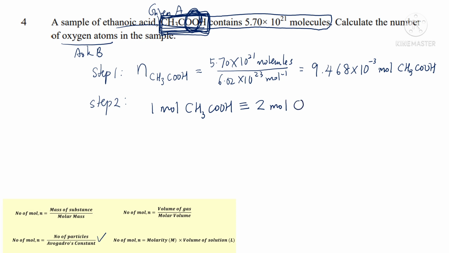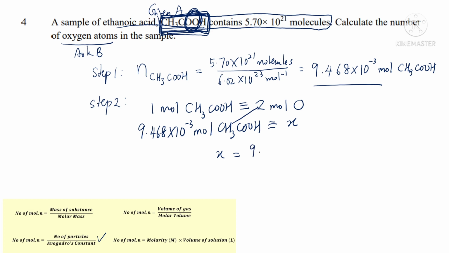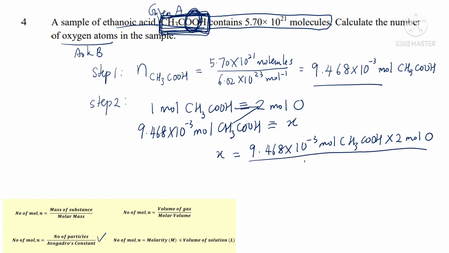But now we only have 9.468 times 10 to the power of negative 3 mole of ethanoic acid, and we want to find that is equivalent to how many moles of oxygen. To do this mathematically, again, we can do cross multiplying. To find X, we do cross multiplying, so it's 9.468 times 10 to the power of negative 3 mole of ethanoic acid multiplied by 2 moles of oxygen, and then divide by 1 mole of ethanoic acid.